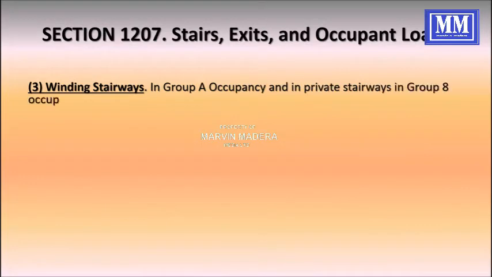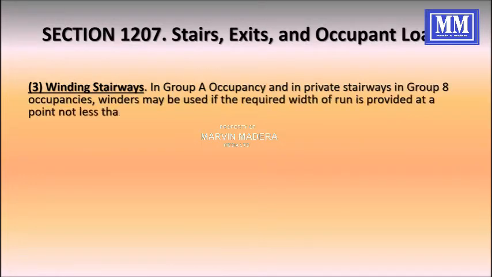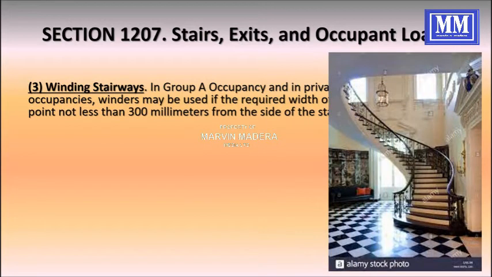Winding stairways. In Group A occupancy and in private stairways of Group B occupancy, winders may be used if the required width of run is provided at a point not less than 300 millimeters from the side of the stairway. We have here the winding stairway. The stairway tends to curve or to wind up going upwards.